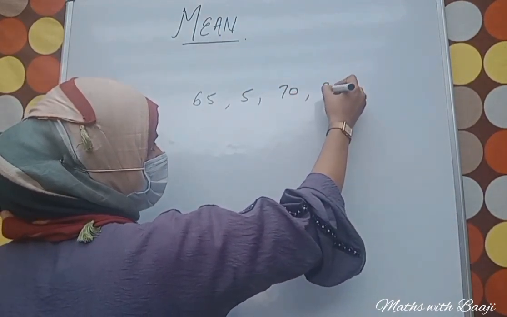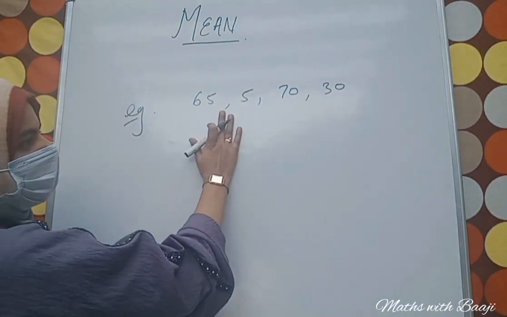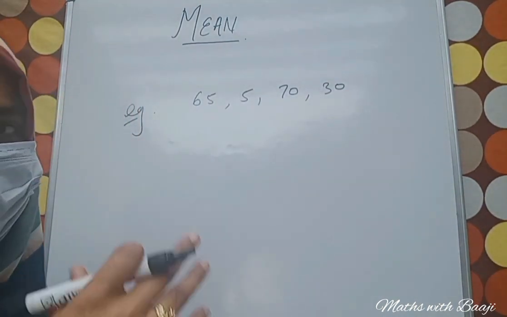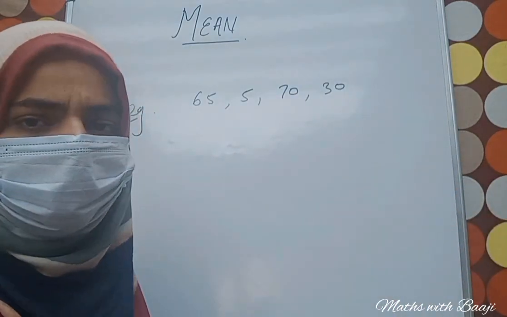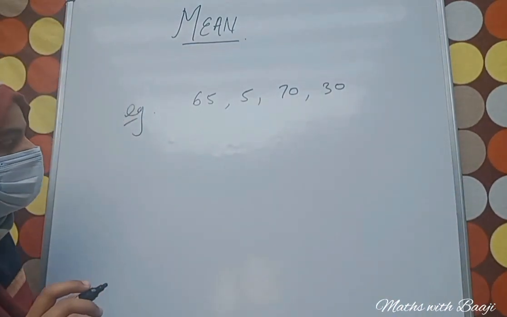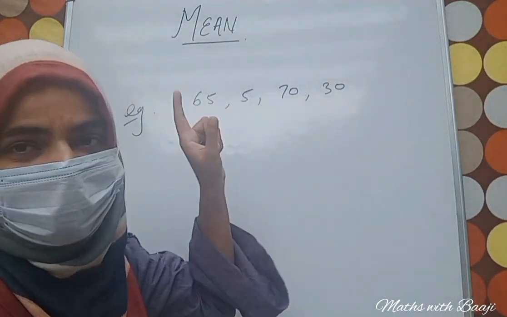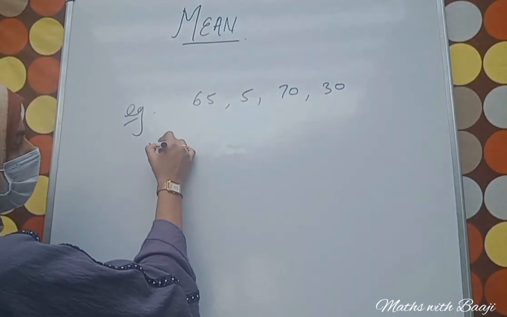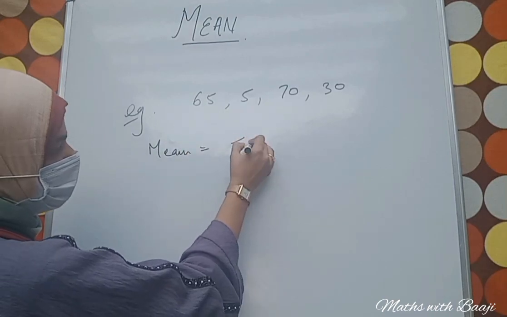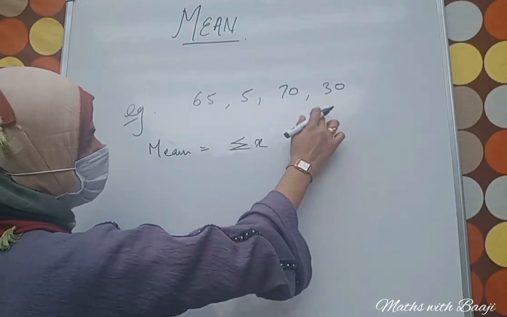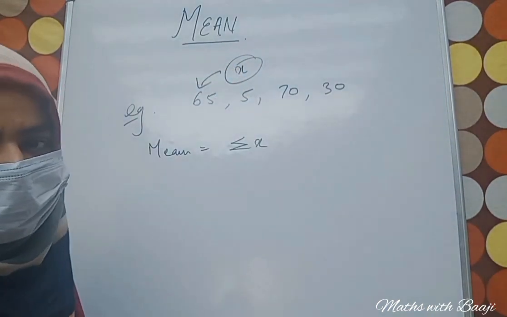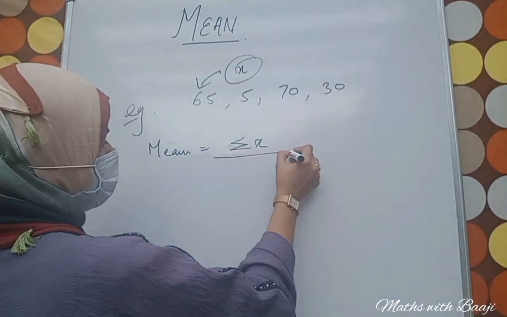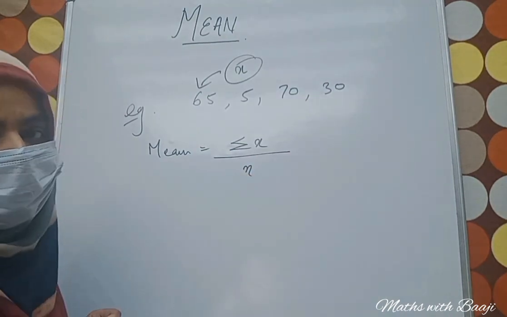70 and 30. So these are how many? 4 quantities I have taken. Let these be the marks obtained by some students. So while finding the mean or arithmetic mean, we will do summation x. This will be considered our x, meaning some quantity, and n will be the total numbers, okay.